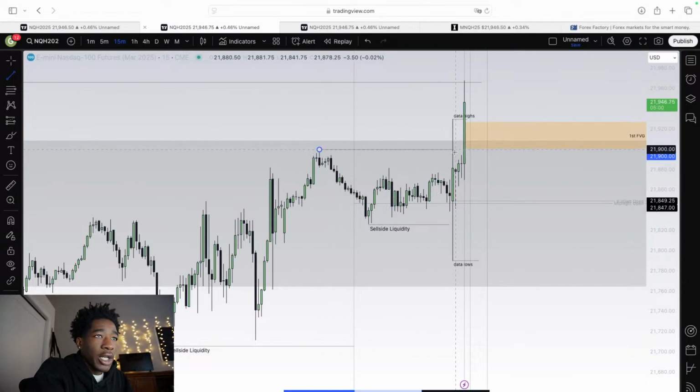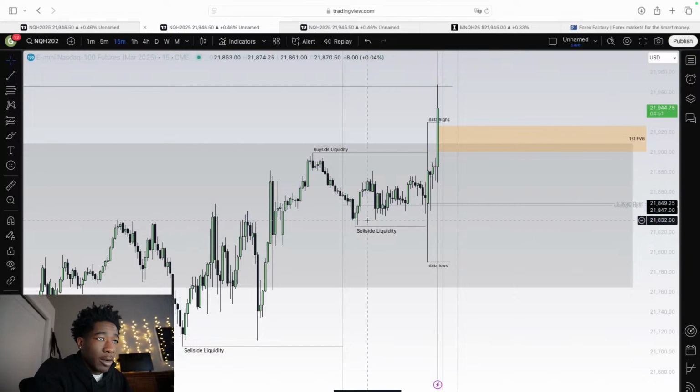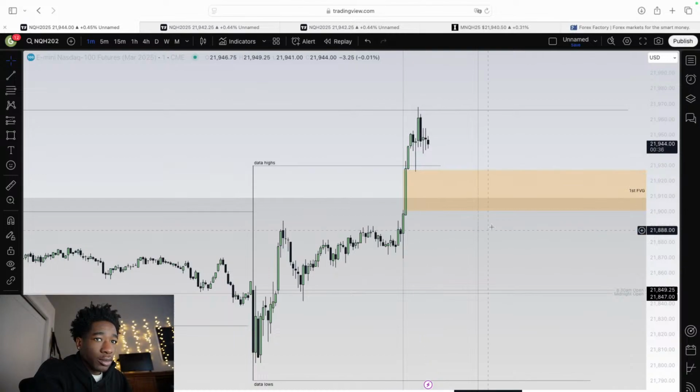So you're looking at this, right? What does this look like? This looks like we have consolidation, right? Consolidation. And then we have the manipulation. So consolidation, manipulation. Now let's see where we decide to distribute at. If we take these highs, if we reverse and go lower, or if we continue to the downside.